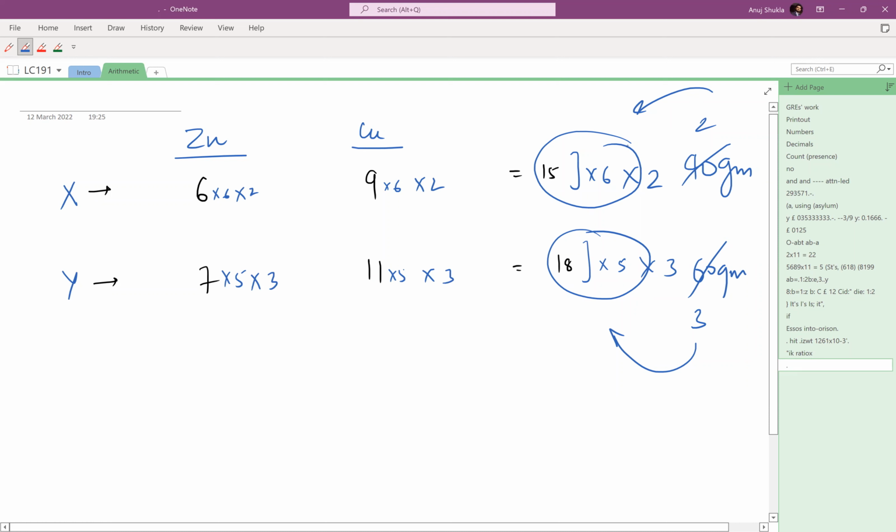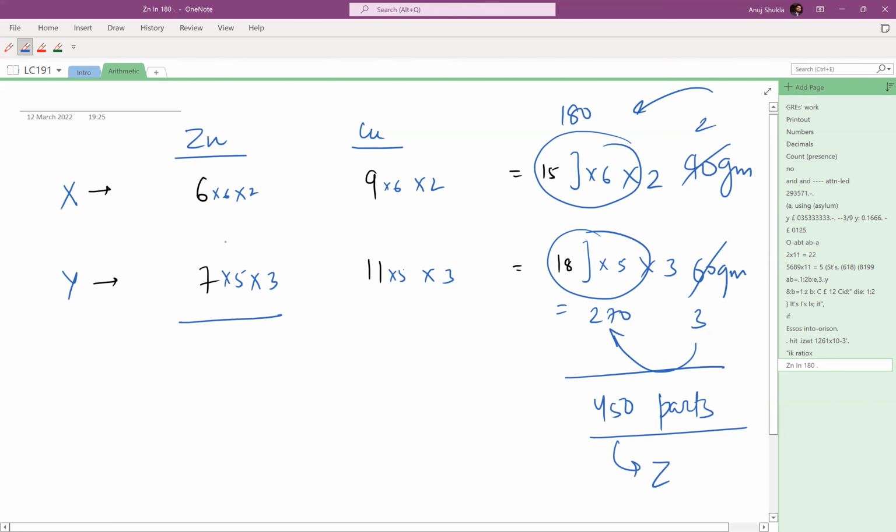So what are the overall parts you are taking? This is 90 into 2, that is 180 parts. And this one is 90 into 3, that is 270 parts. So the total is 450 parts. This is alloy Z.